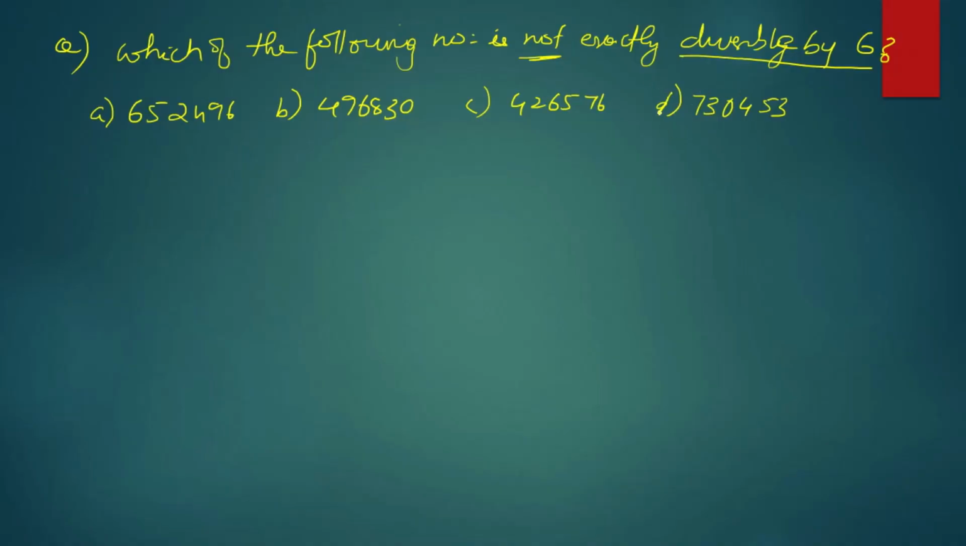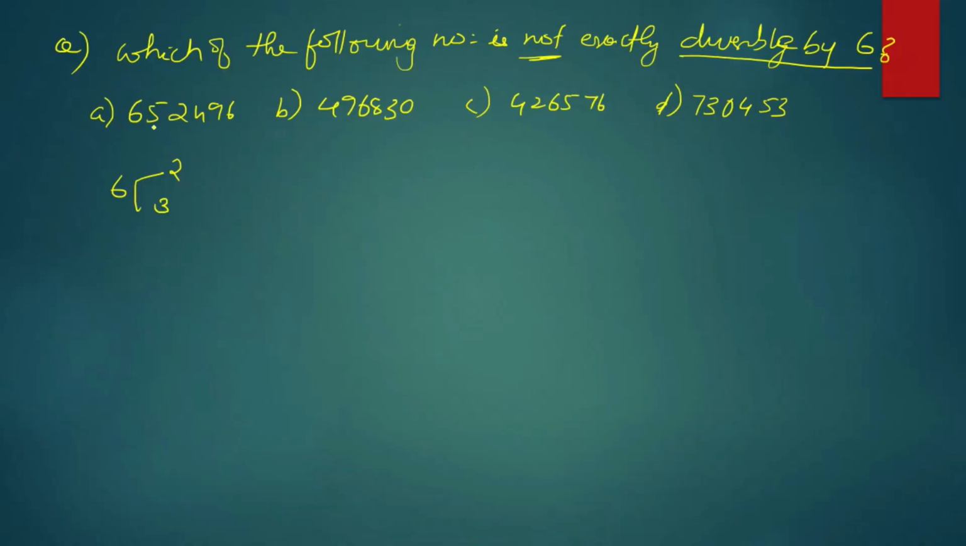Divisibility of 6. What is the divisibility rule of 6? If the number is divisible by both 2 and 3, then the whole number is also divisible by 6. So you have to check the divisibility of 2 and 3.